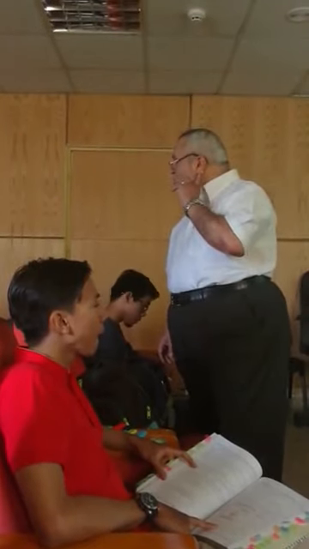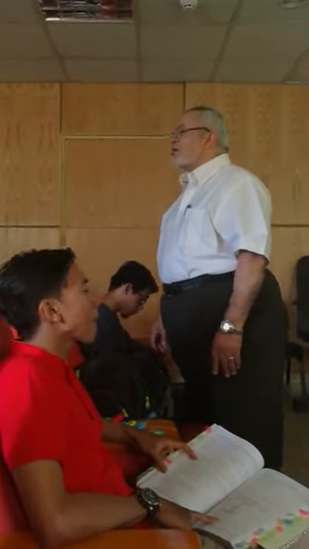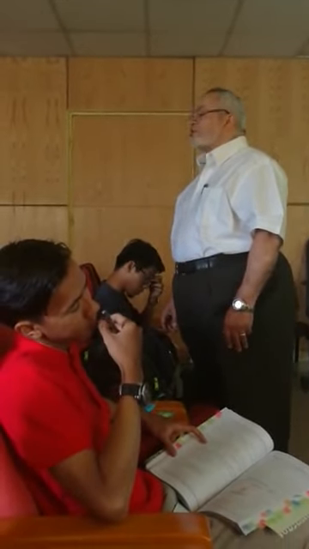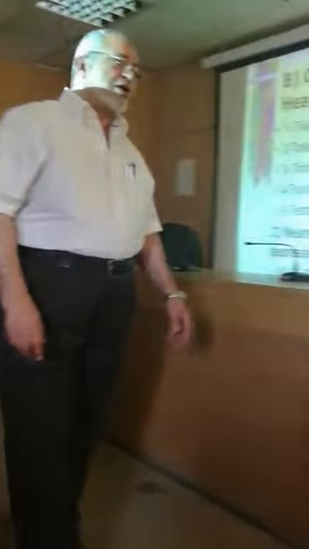Transposition of great arteries, tetralogy of Fallot, tricuspid atresia, truncus arteriosus, total anomalous pulmonary venous drainage. Okay. This causes, suppose that you already took it in Al Hussein Hospital, right?